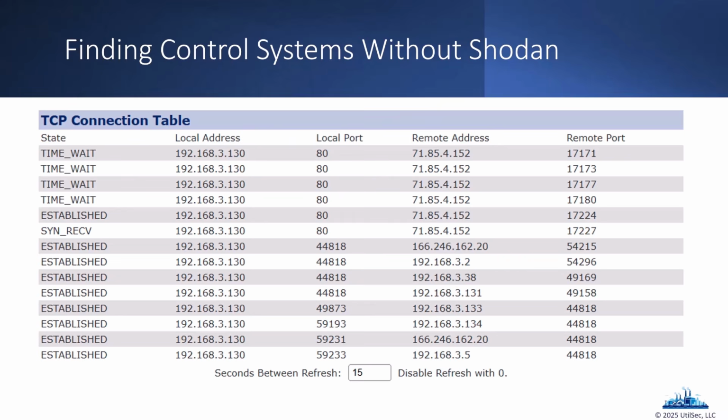But what about this 166.246.162.20? Is that an attacker, or is that maybe legitimate for this company, where they're communicating over the internet? It shouldn't be, but they could. I've seen it more than a few times.